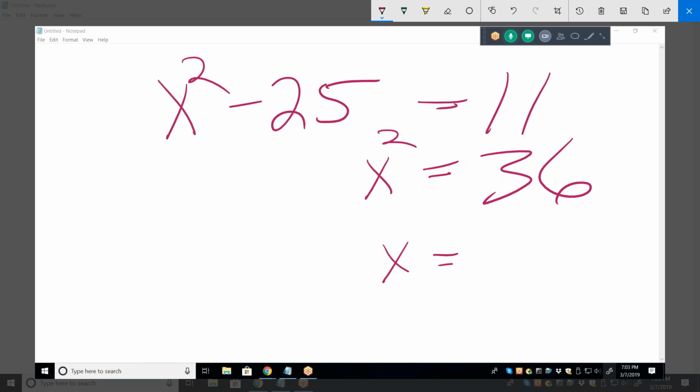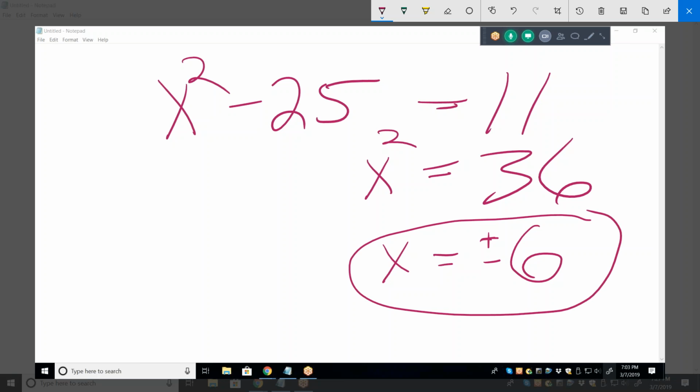This is the hardest thing for students to learn. That's not the correct answer. Oh, minus plus. There you go. Plus minus. Because minus 6 times minus 6 is 36, and plus 6 times plus 6 is 36. So both of those solutions are equally valid. Now, notice the only time we have to do the plus minus is when we're taking the square root of both sides of an equation.